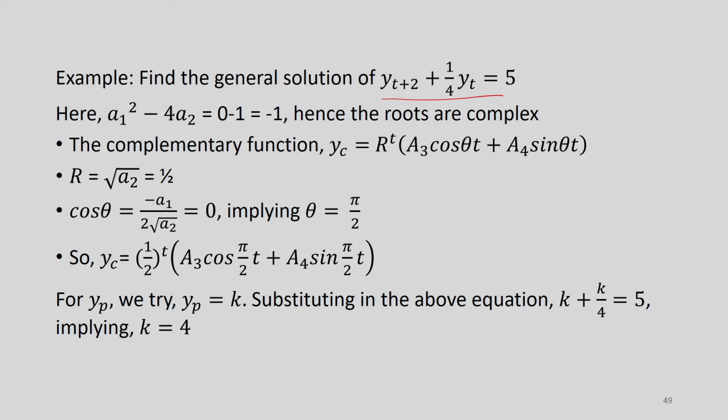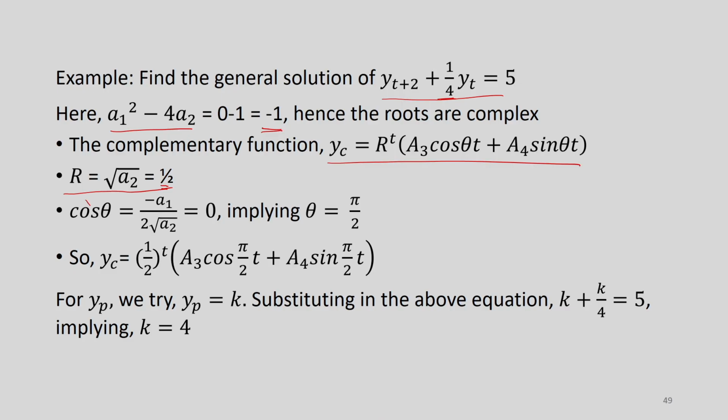So, first we look at that term a 1 square minus 4 a 2, right, that is crucial. In this case it turns out to be minus 1, which basically means that the roots are going to be complex, and if the roots are complex, we know that the complementary function we have just found out is given by y c is equal to r to the power t times a 3 cos theta t plus a 4 sin theta t, where r is equal to root over a 2. What is a 2? A 2 is equal to 1/4. So, root over a 2 will be half. Remember we are taking the positive root here.